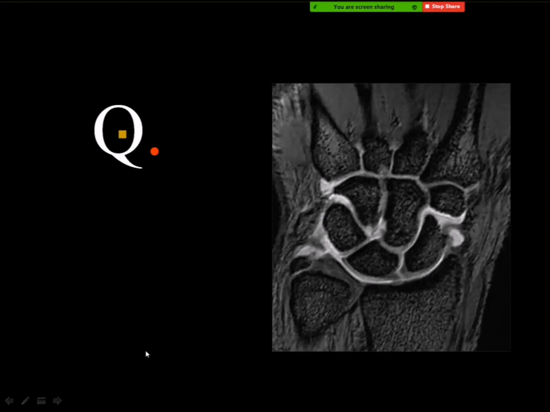This is the MRI of the wrist joint, and the triangular fibrocartilage is intact.